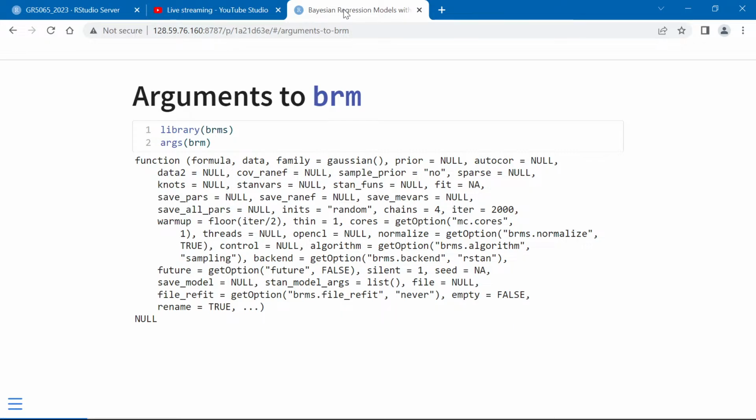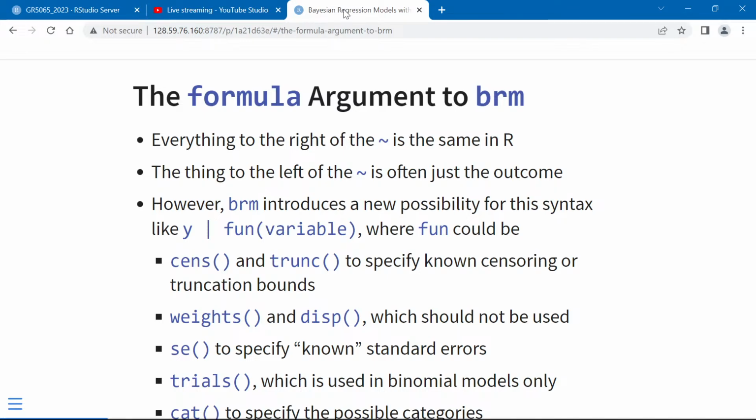Formula, the data frame where the variables are, the family, which implies the likelihood along with the inverse link function and whatever inside it, and the prior. There's a bunch more. Sometimes you need to use them, but we're going to mostly focus on those first 4 arguments today. So the formula argument of BRM, the things to the right of the tilde in the formula, are going to be the same as in the rest of R.